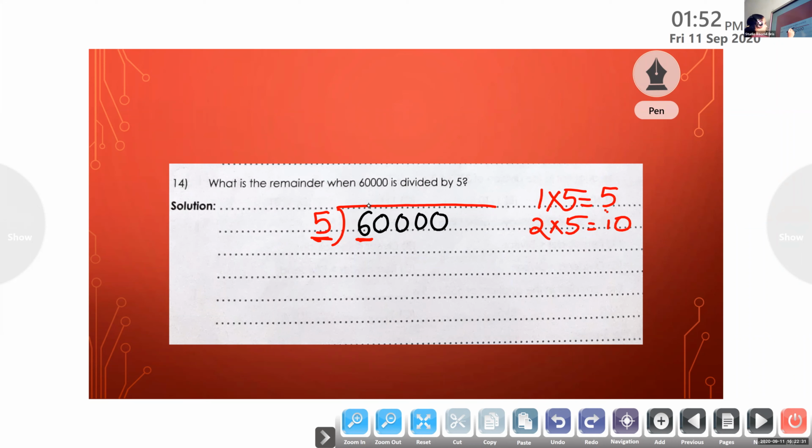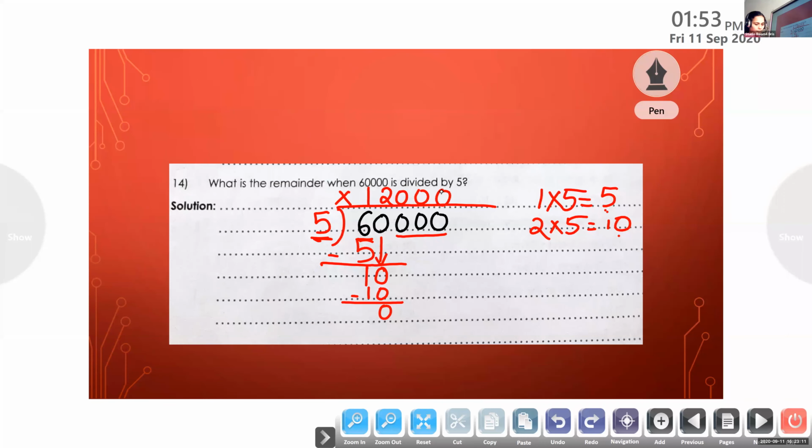So that means 1 into 5. Then what will I do? 6 minus 5 is 1. Then bring the 0 down. Now check the table. 5 times which number? 5 into 2 is 10. When you subtract, 0. Now how many zeros are there here? 1, 2 and 3. Yes, 3 zeros we can write over here.